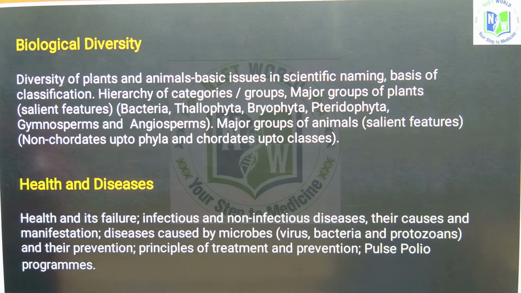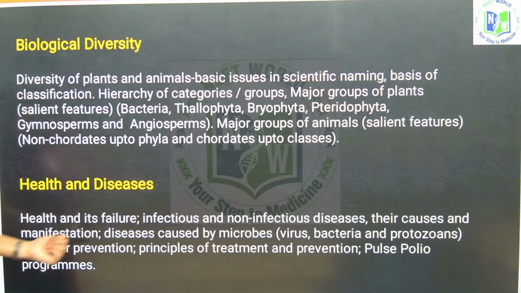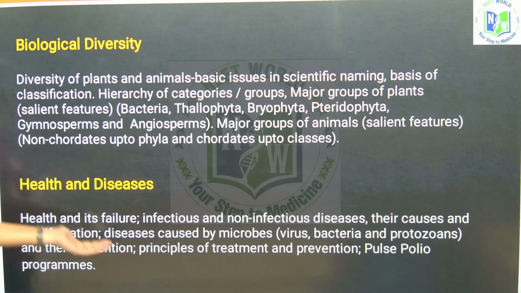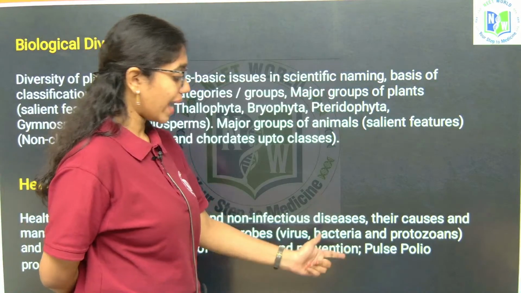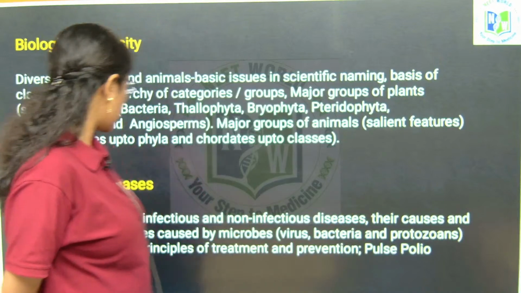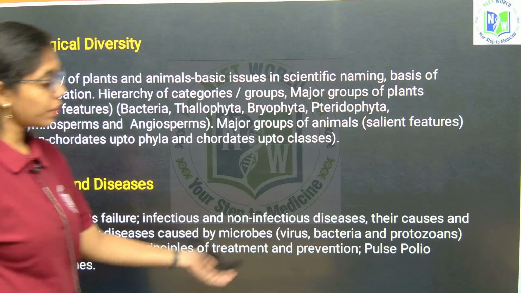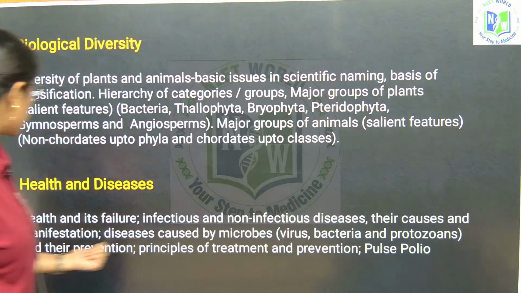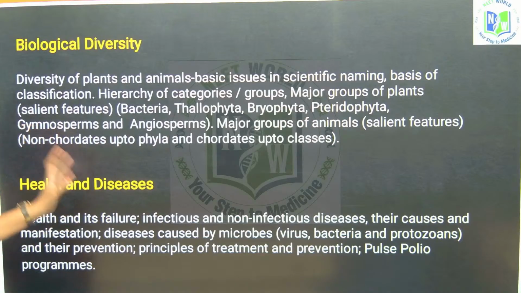And then health and diseases. Health and its failure, infectious and non-infectious diseases, their causes and manifestation. Diseases caused by microbes include viral diseases, bacterial diseases, protozoan diseases, and then their preventive measures, principles of treatment and prevention, pulse polio programs. All these concepts should be learnt under this chapter, that is health and diseases.